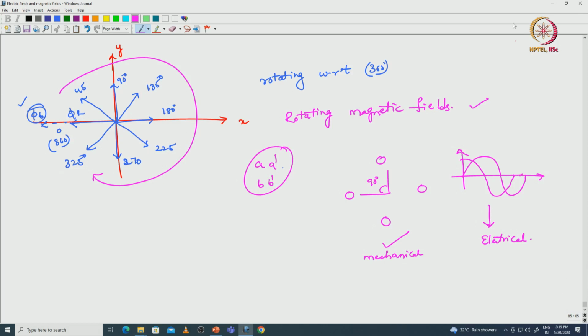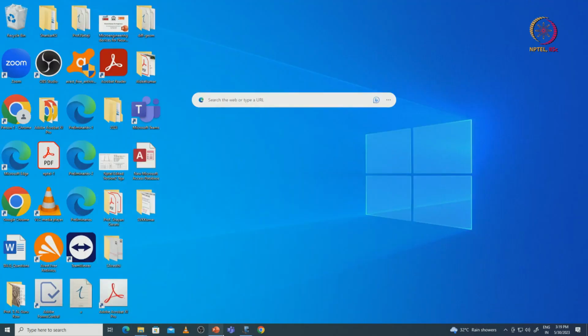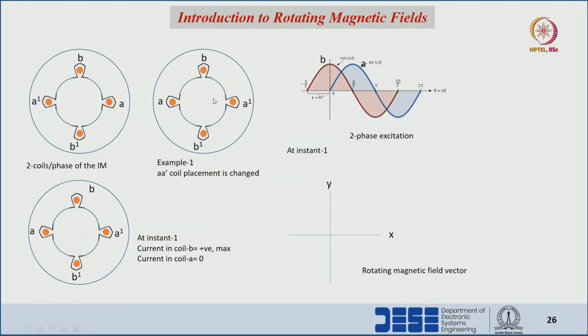So, first I will change the excitation with respect to one particular coil. We can see here I am considering an example. This is the example we have analyzed as of now. I just reversed the coil A and A dash and the excitation is the same. So, what kind of magnetic fields will we see, and how is the rotating magnetic field vector, that also we will see.